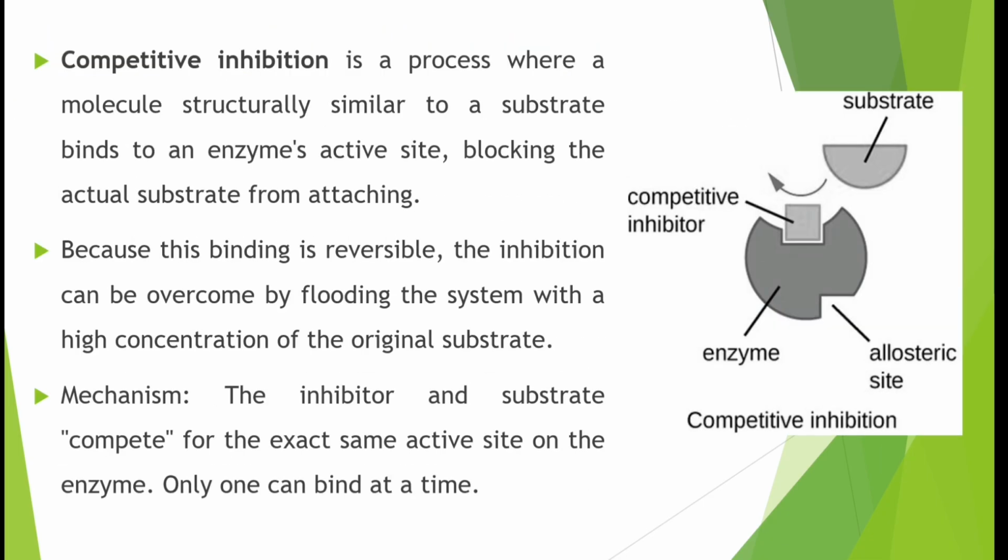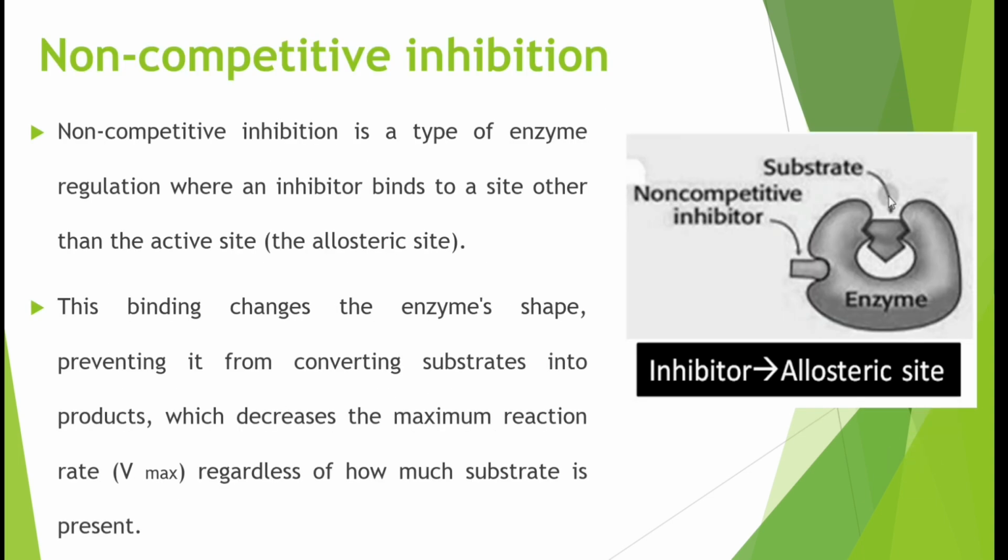Now we will discuss some examples. At first, the example of competitive inhibition. Malonate is the competitive inhibitor of the enzyme succinate dehydrogenase. Succinate is the main substrate of succinate dehydrogenase, and malonate is the competitive inhibitor of succinate for the enzyme succinate dehydrogenase.